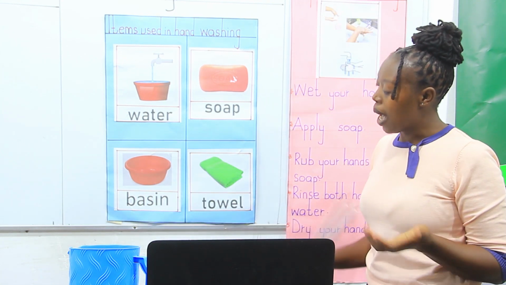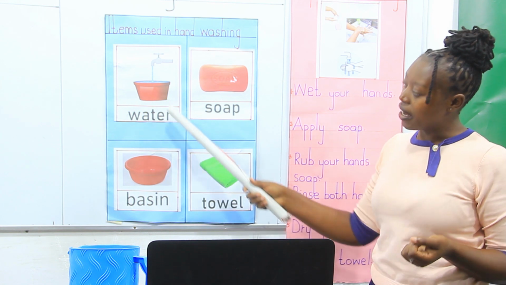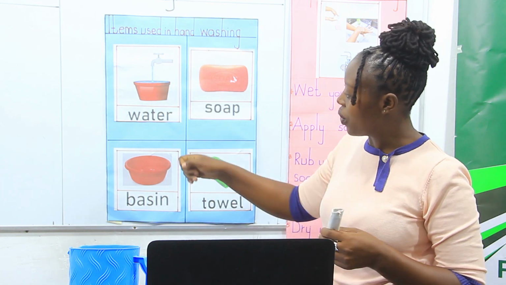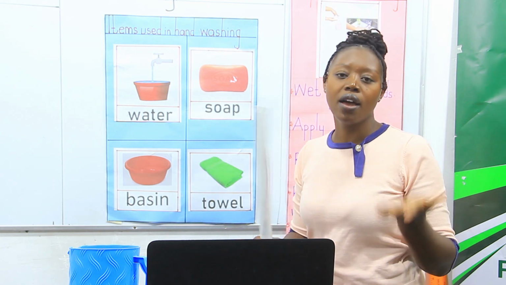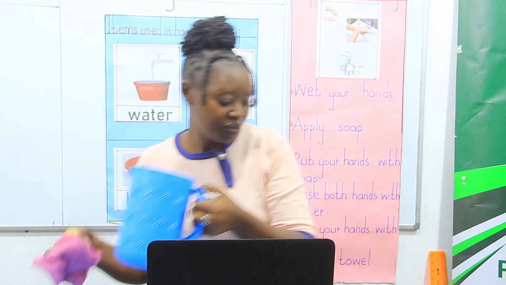We can also use a basin to wash our hands. Like you can see here, when you don't want to waste water, you just turn on the tap, then the water runs into the basin as you wash your hands. Okay, learners? Okay, let us move on.